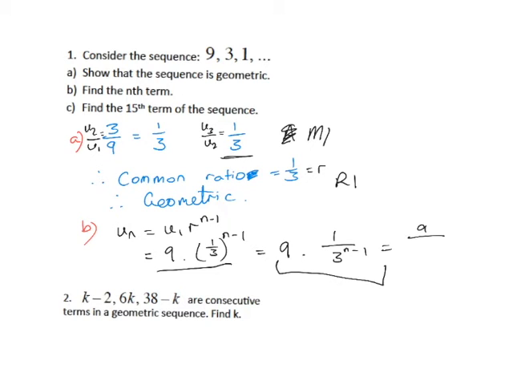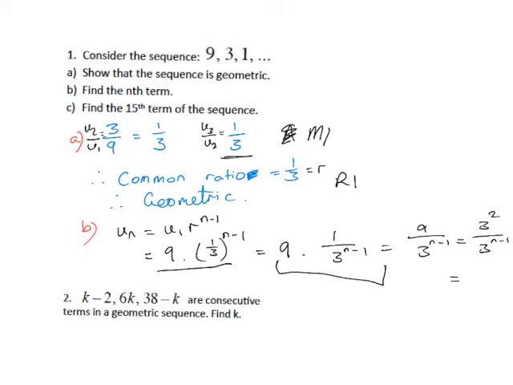9 over? Beautiful. But wait a minute, I can rewrite 9 with base 3. What can I do there? Can anyone help me out, Roxy? 3 squared over 3 to the n minus 1.